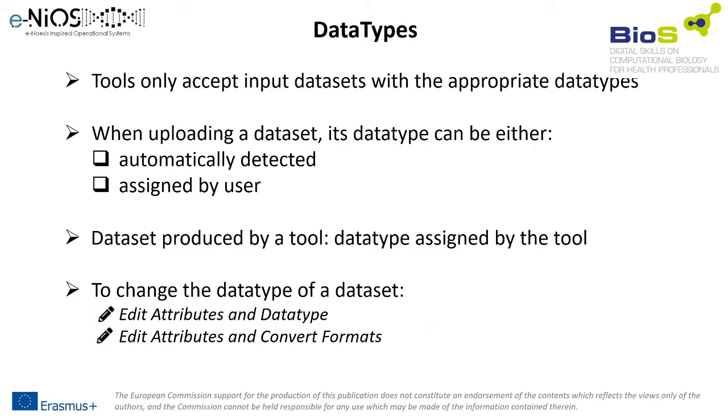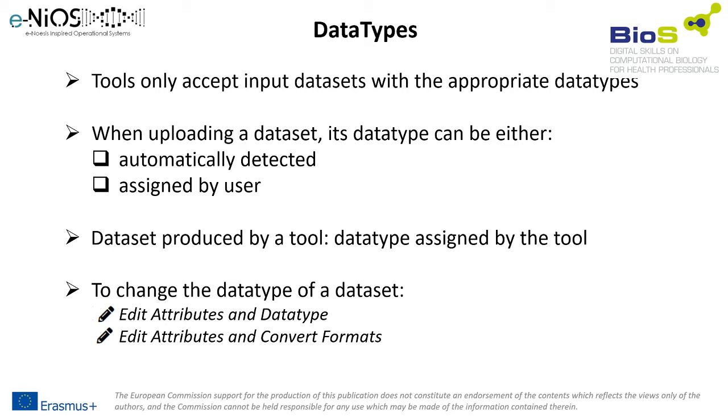Galaxy tools only accept input datasets with the appropriate data types, while the data type of datasets produced by Galaxy tools is assigned by the tool. When you upload data, Galaxy will try to auto-detect the format of the data, but can sometimes get it wrong, so you may need to correct it later. Then, you can click on Edit Attributes and choose the Data Type menu to fix a wrongly assigned data type.